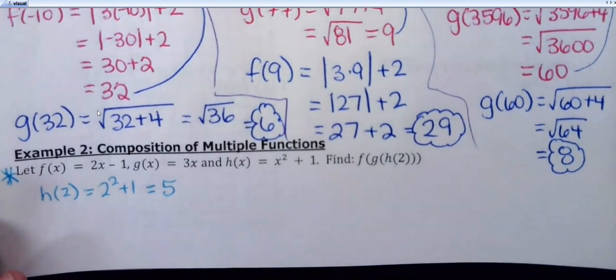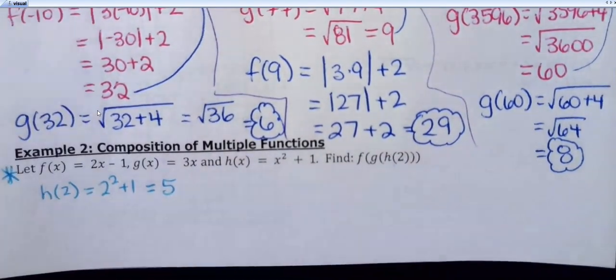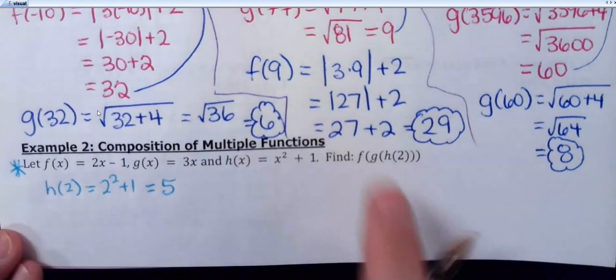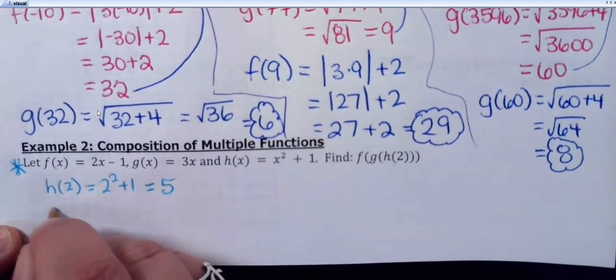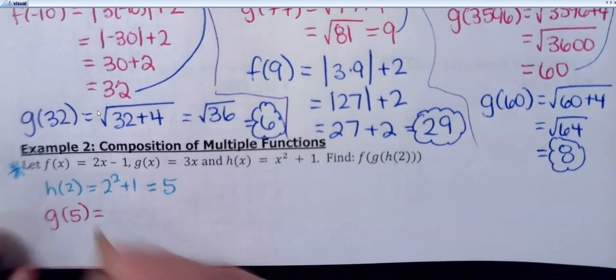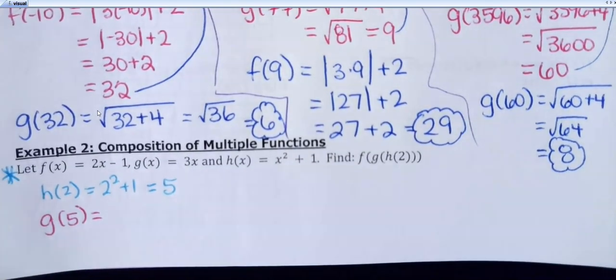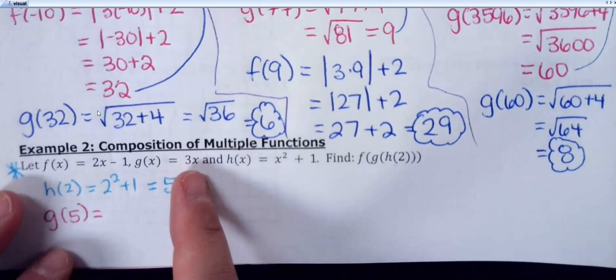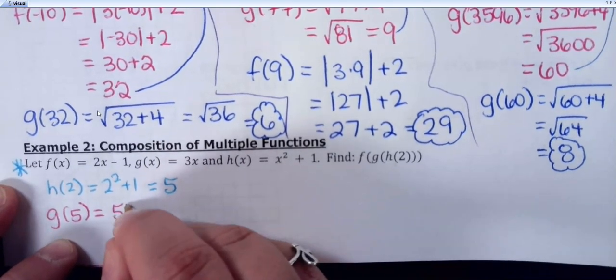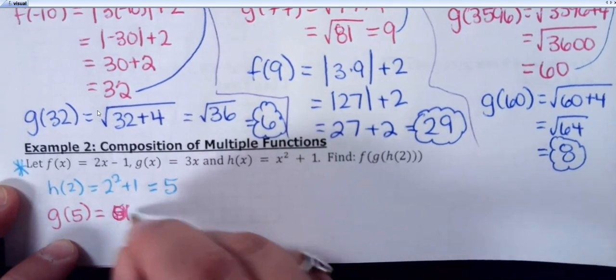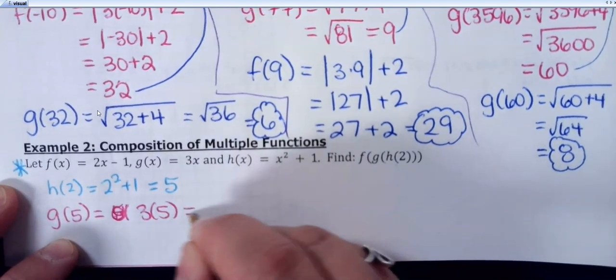All right, once you've got that, working inside out, the next one is g. So I'm going to take 5 and plug that into the g function. And that's just 3 times x if you look at the directions. So, oops, sorry. 3 times 5 is going to give me 15.